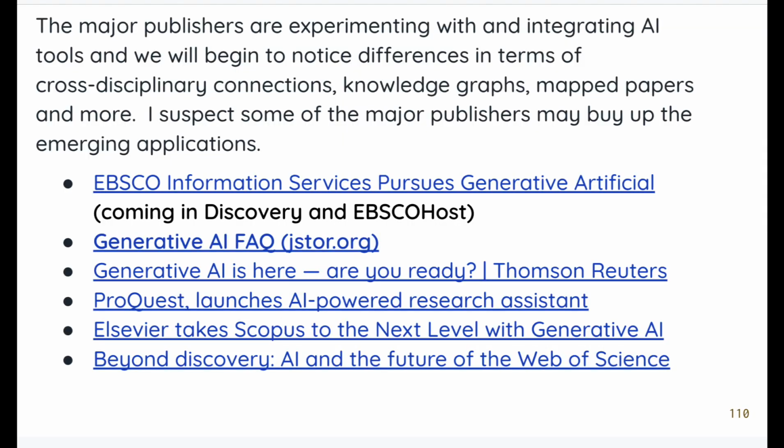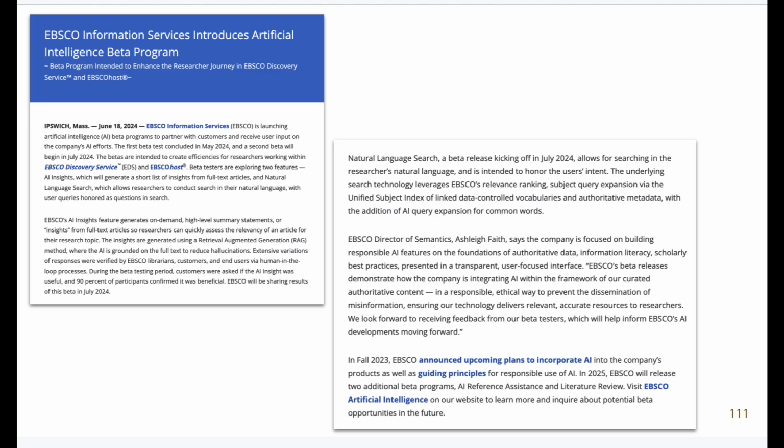But many of the major publishers are experimenting with and integrating AI tools, and I think we're going to begin to see big differences. Here you're seeing EBSCO, Thomson Reuters, ProQuest, Elsevier, Web of Science. And so look out for this. This is coming into a database near you.